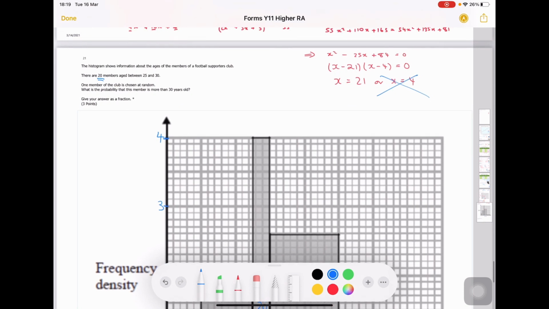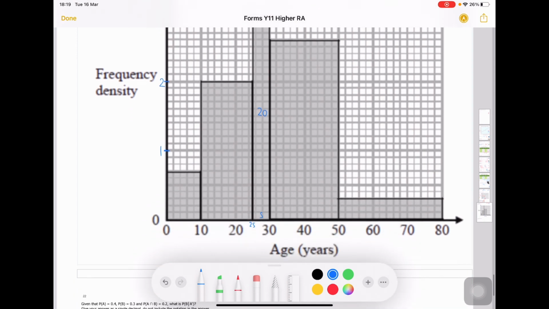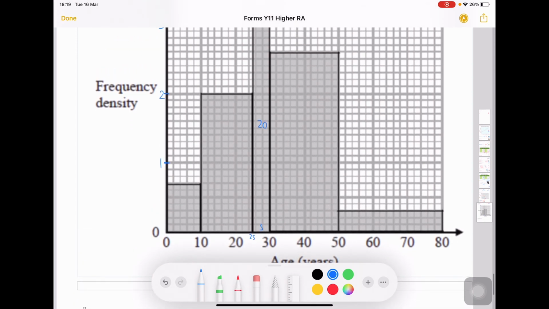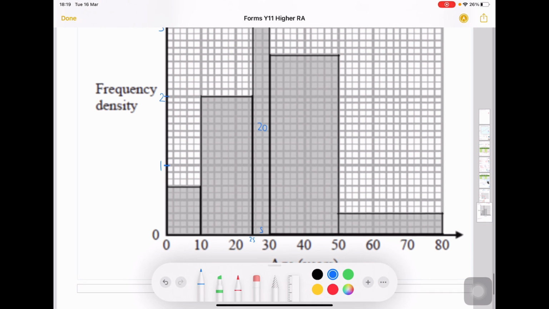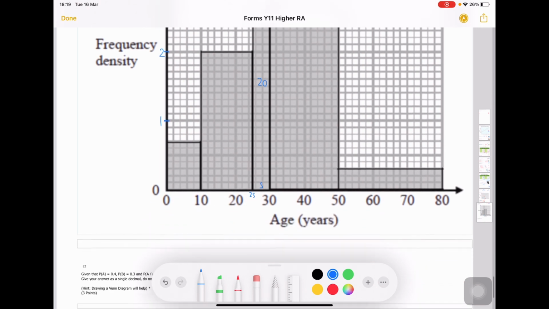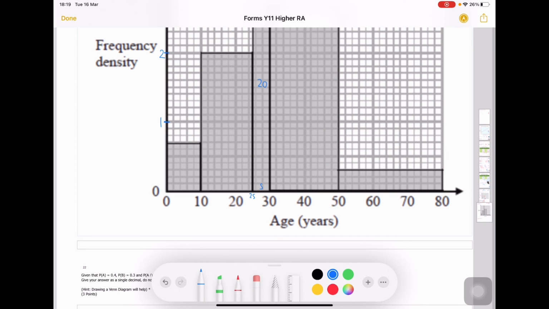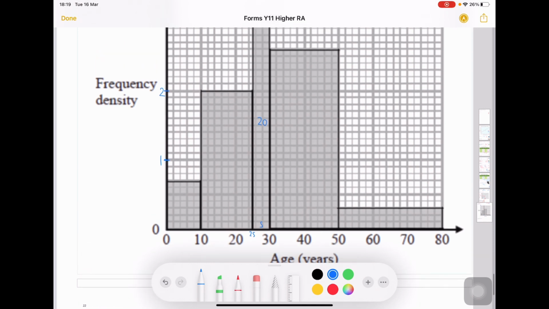One member of the club is chosen at random. What is the probability that this member is more than 30 years old? So we need to use the frequency densities and the class widths to work out the frequency of these two, and then divide it by the total frequency. So let's cross this out for now. Here our class width is 20, and here we have a class width of 30.